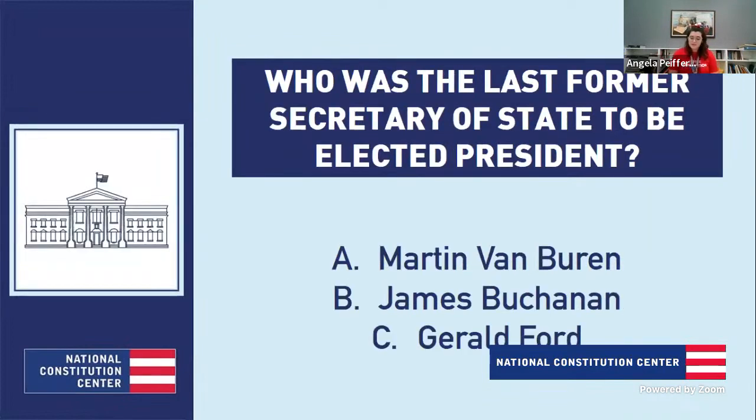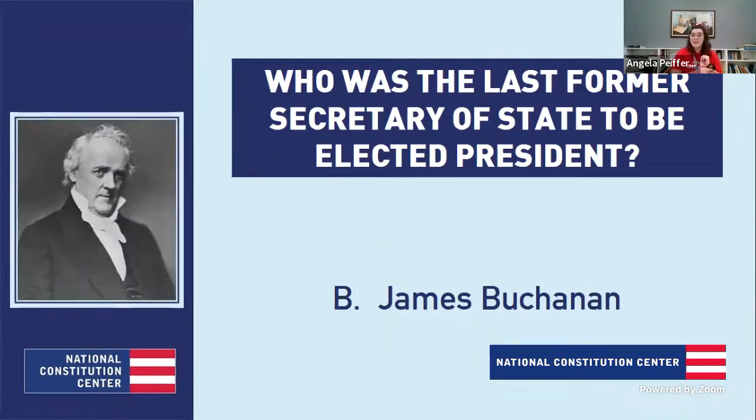Who was the last former Secretary of State to be elected president? A, Martin Van Buren, B, James Buchanan, or C, Gerald Ford? It used to be believed back in early American history that the Secretary of State was kind of like the next in line to be president. But today we know that's not quite how that works out anymore. So the last former Secretary of State to be elected president would actually be B, James Buchanan. James Buchanan is actually our only president from Pennsylvania as well. Pretty interesting facts we have going on here.